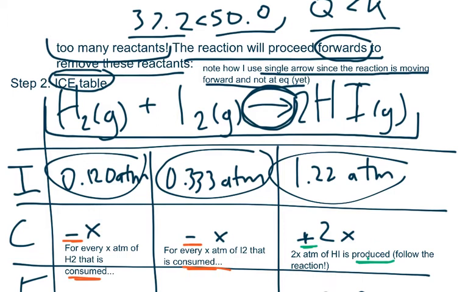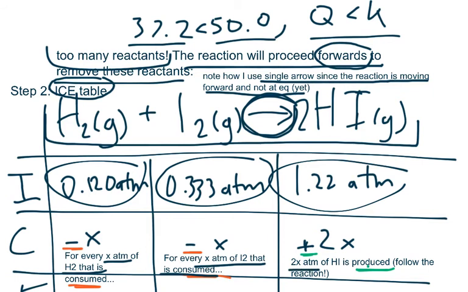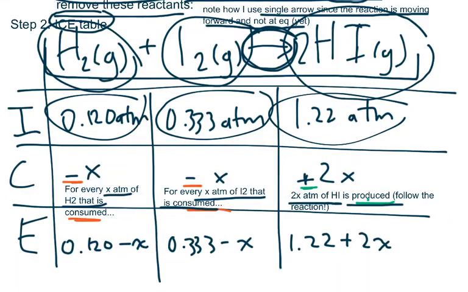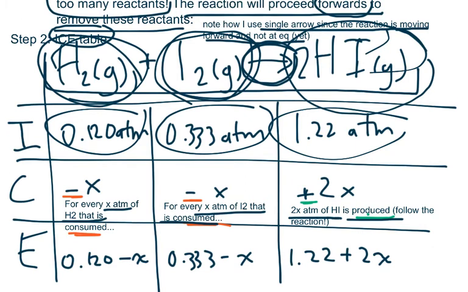Well, for every x atm of H2 that is used up, and for every x atm of I2 that is consumed, then 2x atm of HI is produced. And why is this? Well, if you read this reaction, you can think of it in terms of moles. For every 1 mole of H2 and I2 consumed, 2 moles of HI are produced. In the same way, for every 1 atm of H2 and 1 atm of I2 that is consumed, 2 atm of HI are produced.